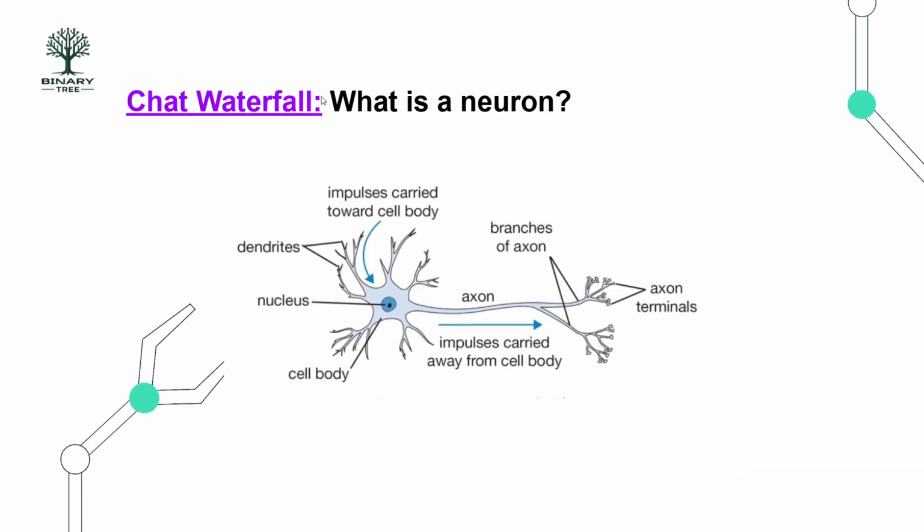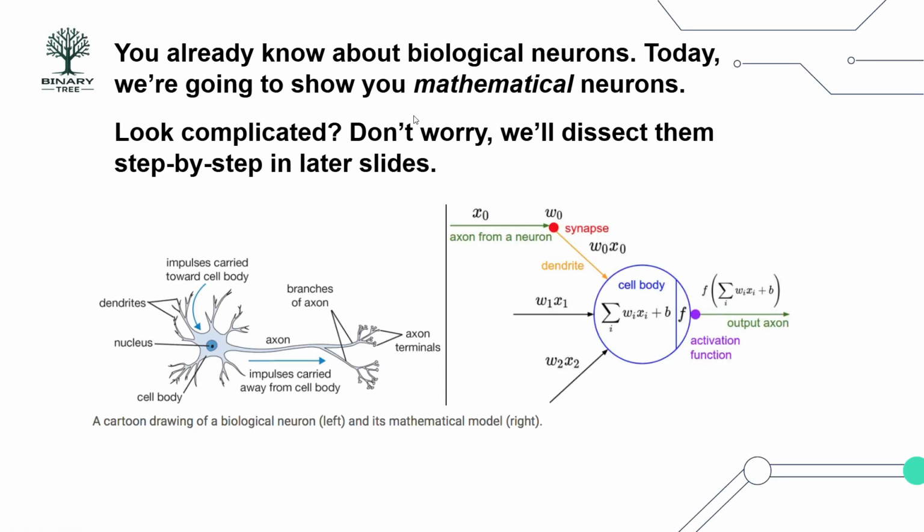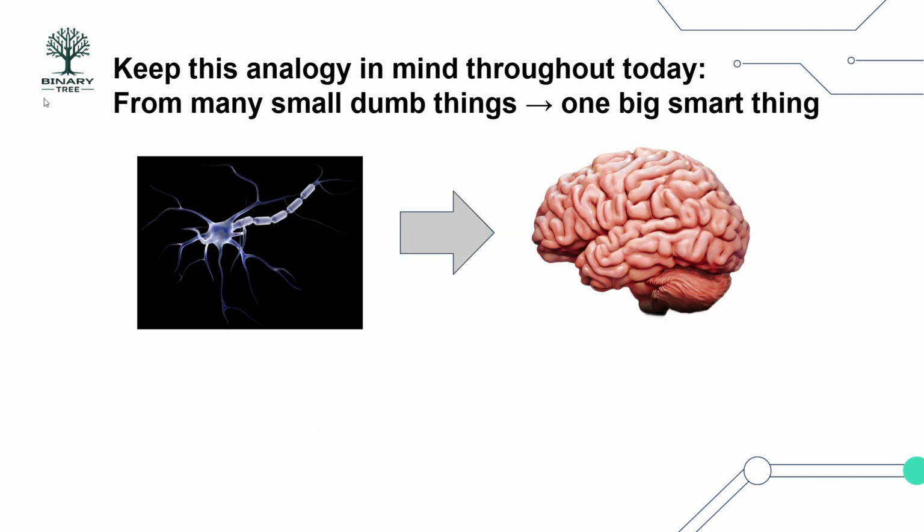So let's first think about what a neuron is. If you're familiar with the term, it's little cells in your brain that shoot little electrical impulses and help you think. Now, we know about biological neurons, but I'm going to show you about mathematical neurons. It'll look complicated, but do not worry because we will dissect them step by step in later slides. So let's keep this analogy in mind.